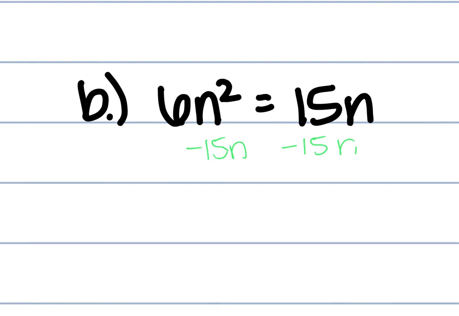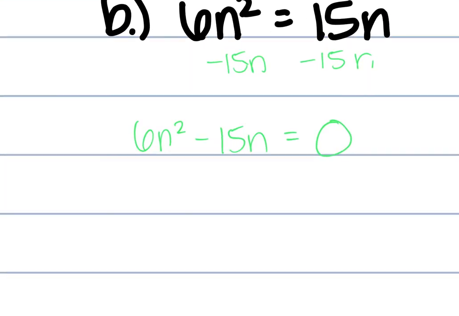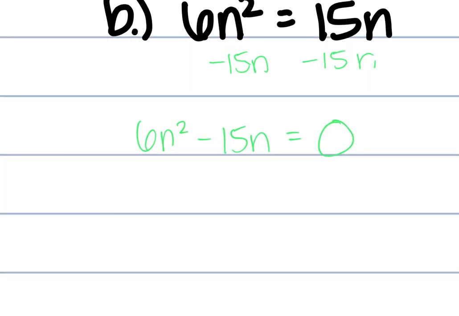You could have subtracted 6n squared. Either way will be fine. So now 6n squared minus 15n equals, what's 15n minus 15n? 0. Now do we have a 0? Good, so now just factor and use the zero product property, okay? So we're going to factor 6n squared minus 15n. Yes, you can. It's 3n.